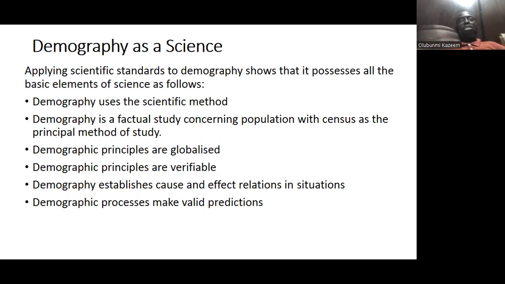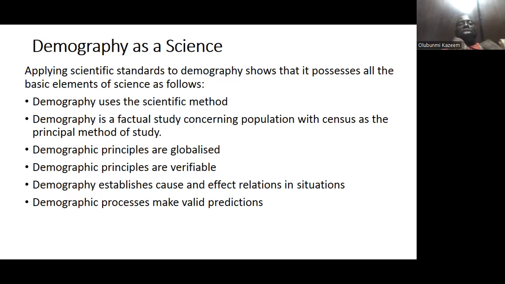Demography collects facts, it collects data from the field, studies it, analyzes it, and on the basis of that comes up with a result, and when such results are tested at different times and in different situations and remain the same, upon that, theories are made. So we can say that demography uses the same method adopted by science in arriving at its facts or theories. Another thing is that demography is a factual study concerning population with census as the principal method of study. Demography works on the basis of facts, not on conjectures, not on hearsay, and not just on personal opinions, but on facts that are collected from the field.